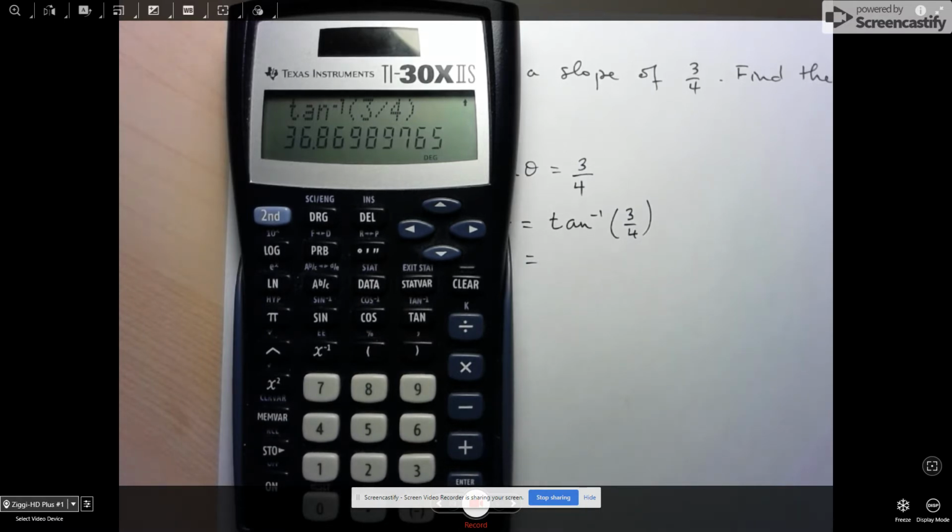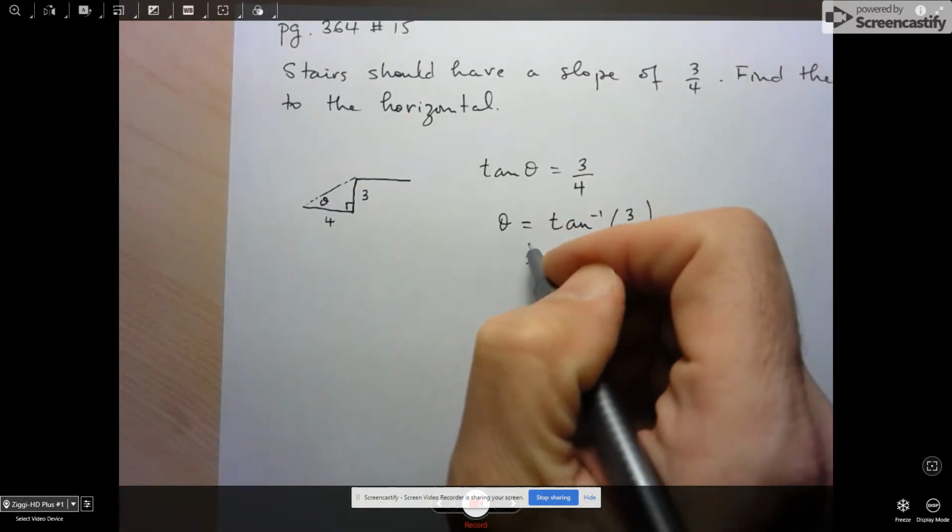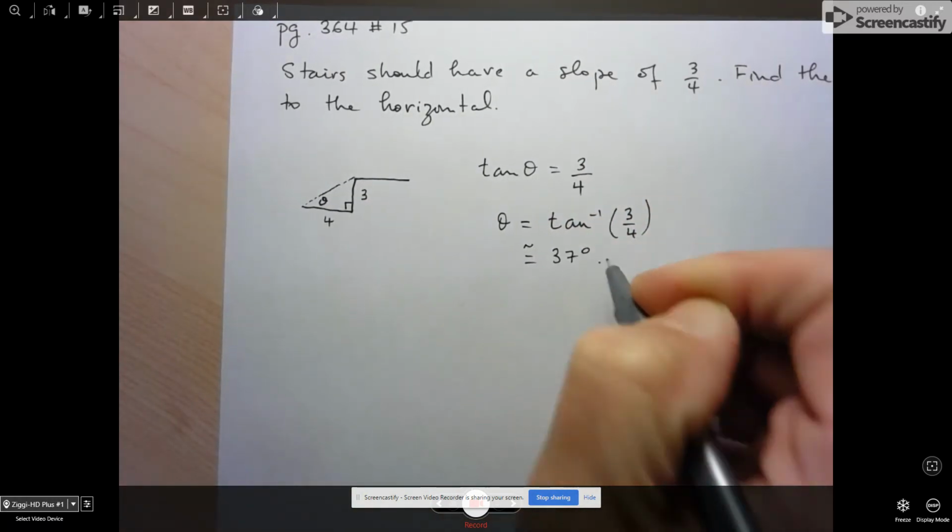And we've got 36.87, but I think they say to the nearest degree. So we'll give them the answer they want. So that'll be 37 degrees. So it's about 37 degrees.